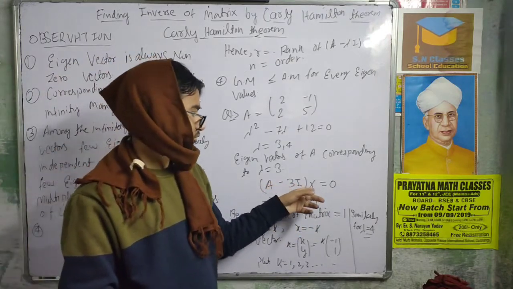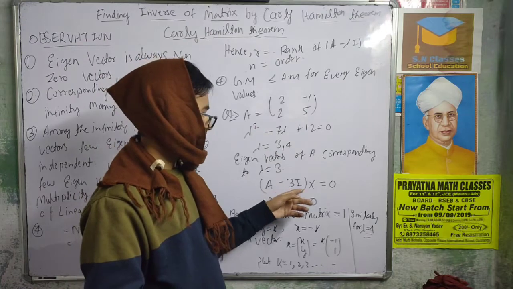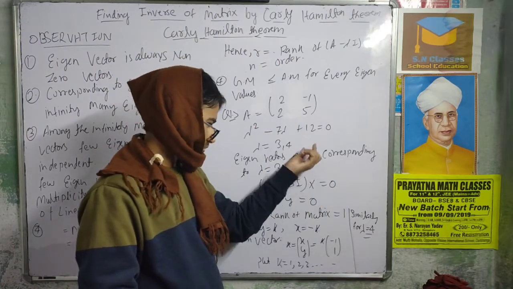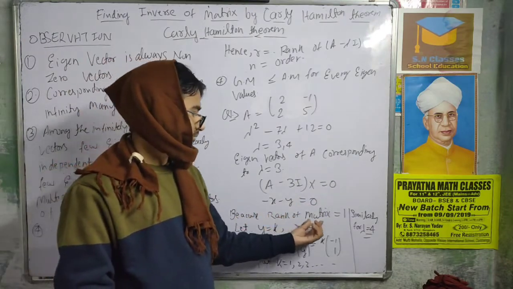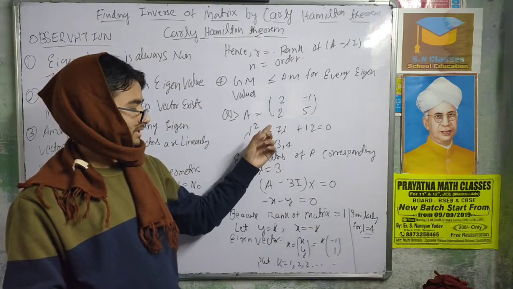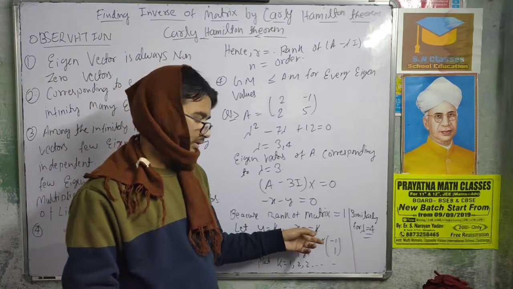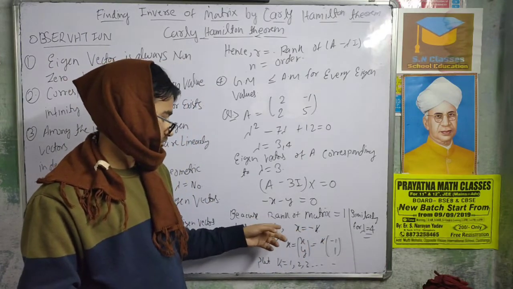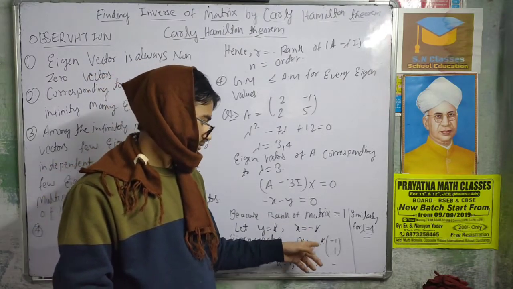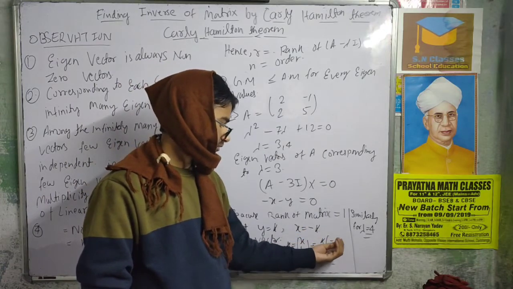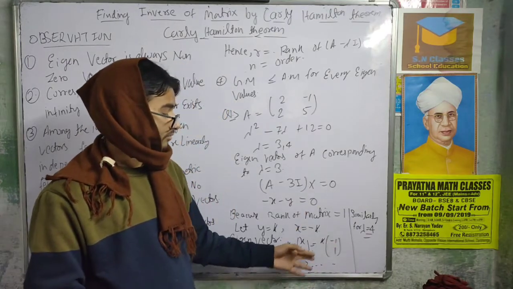So A minus 3I times x equals 0. We already know the matrix A, and A minus 3I into x, where x is the column matrix x comma y, gives minus x minus y equals 0. Because the rank of the matrix is 1, let y equals k and x equals minus k. Then the eigenvector with x equals minus k and y equals k, taking k common, is minus 1 by 1, where k can be 1, 2, 3 and so on. Similarly, do the same for the eigenvector with lambda value 4.